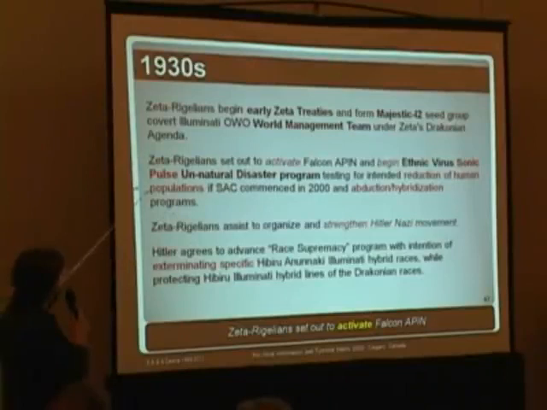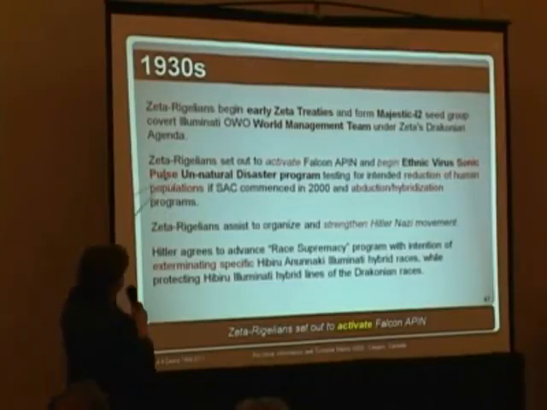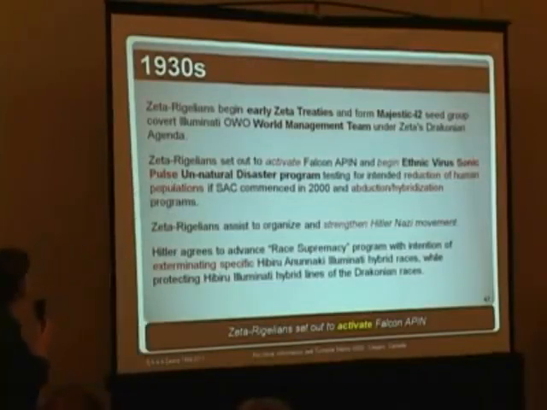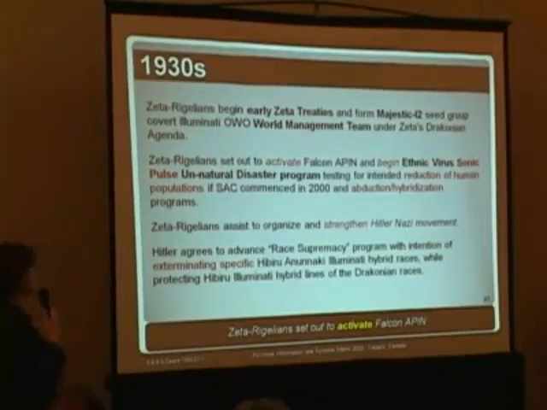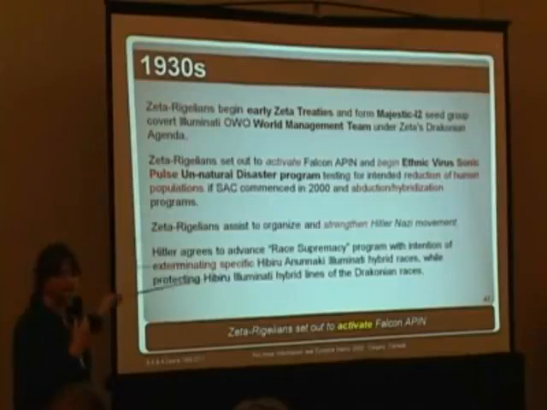The Zeta Regalians set out to activate the Falcon APIN and begin an ethnic virus, sonic pulse, unnatural disaster program, testing for the intended reduction of human populations if the stellar activation cycle commenced in 2000, and then they would begin their abduction hybridization programs. So this is interesting. I'll see if you can follow me on here.